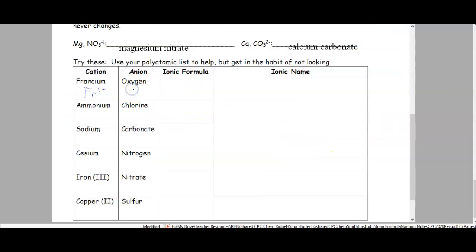It's best to go through all these, but I'll do a couple, and then we'll go at a faster pace. So here's francium with a 1+, oxygen with a 2-, and now we crisscross that to get the formula Fr2O. And then the name of it is francium keeps its name, francium, and oxygen becomes oxide. All right, francium oxide.